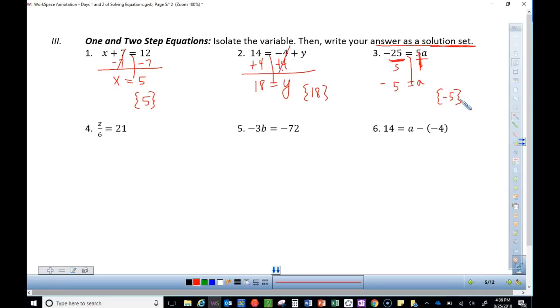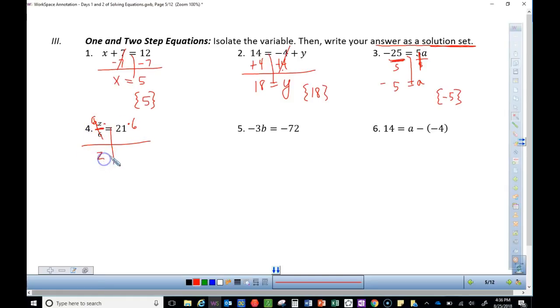All right, in this one, z is being divided by 6. So the opposite of divide is multiply. Multiply always happens on top. So I could do it on either side of the z here. So 6z divided by 6. 6 divided by 6 makes 1. But whatever I do to one side, I have to do to the other. So I have to multiply this side by 6.